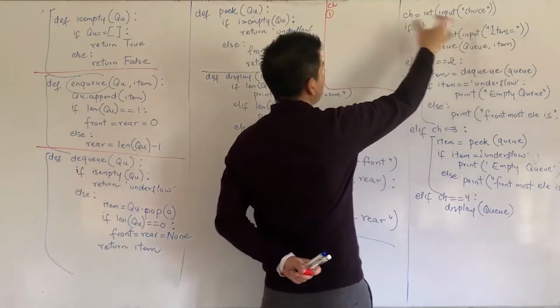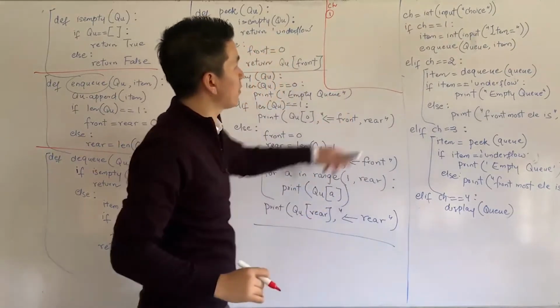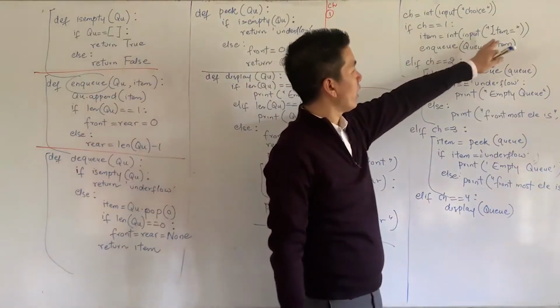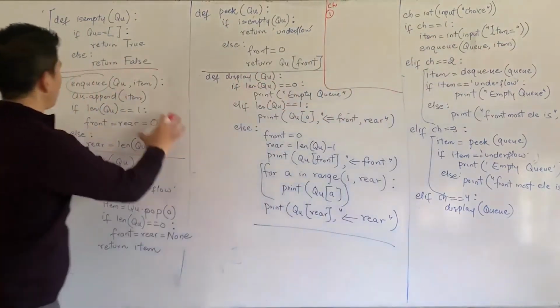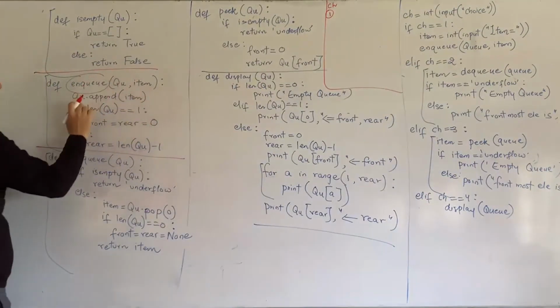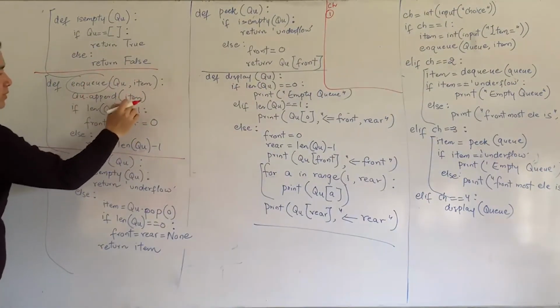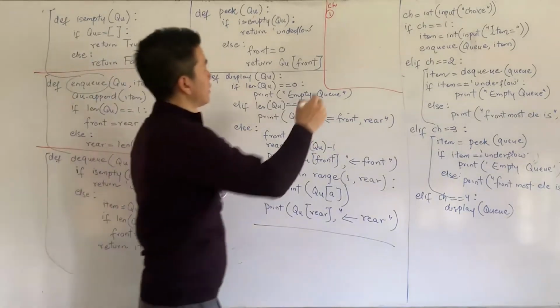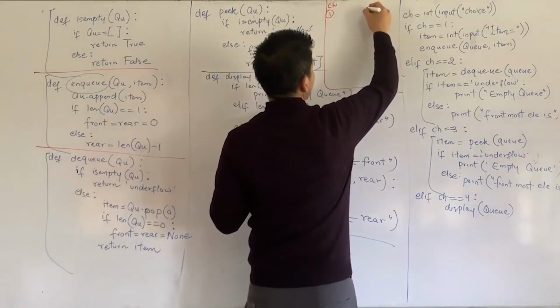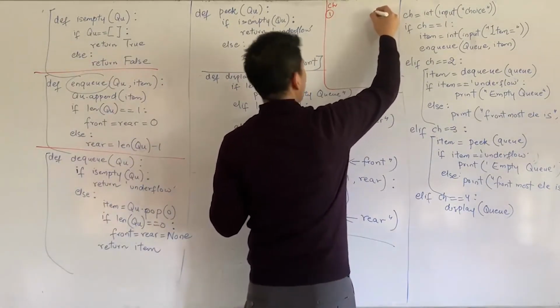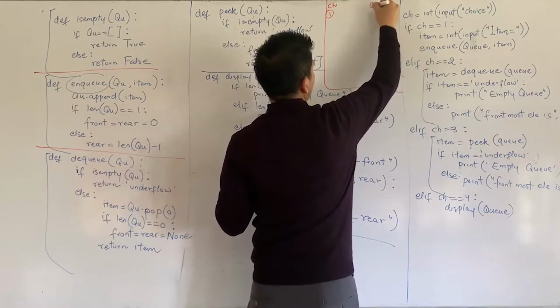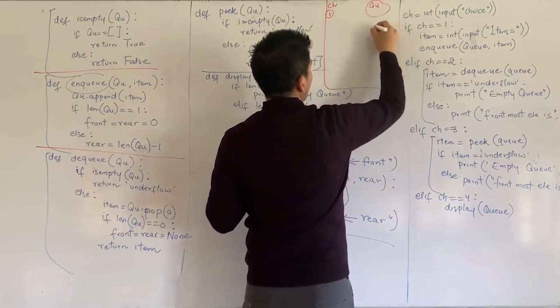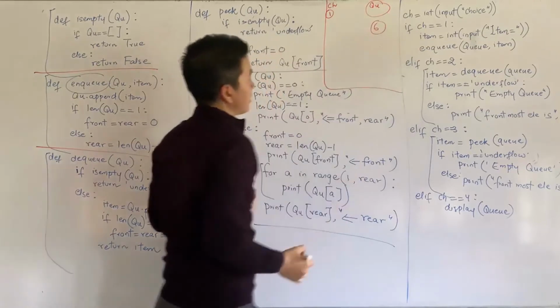All right, I enter 6 here. Then the queue and the item will be passed on to this particular function definition. In the queue, I'll be appending the 6. So you have 6, something like this. Let's say this is the queue, all right? So the 6 is being added.